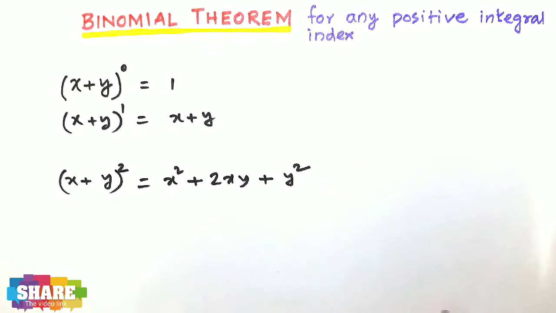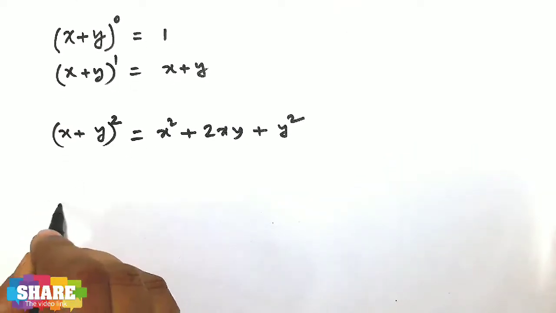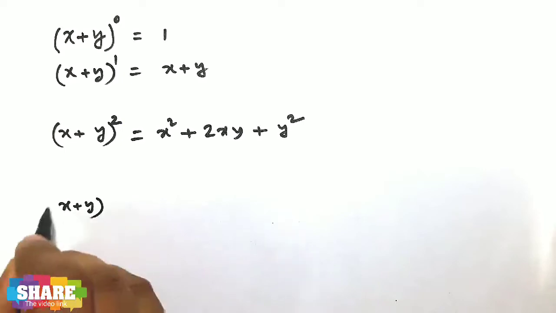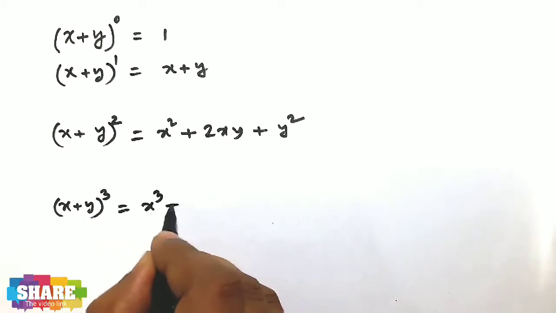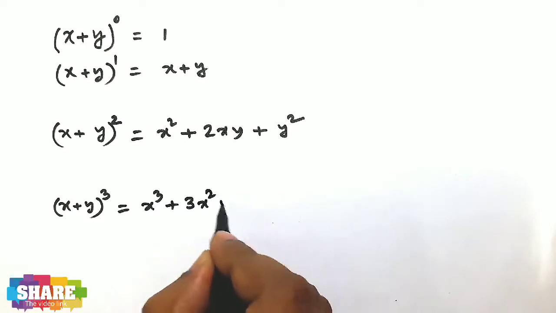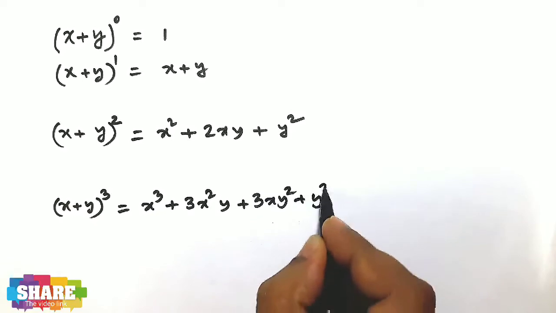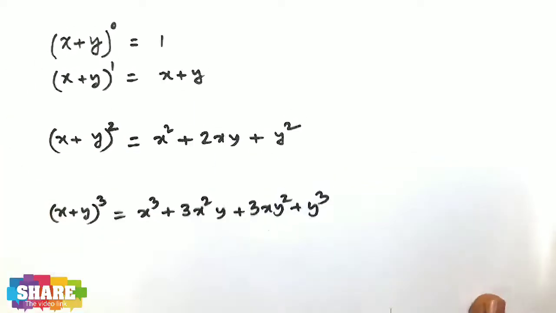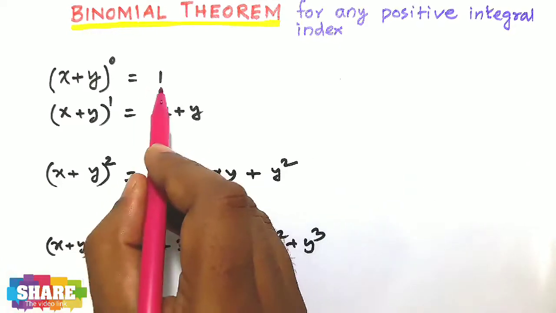And we shall write another formula. You have known it in 8th standard. This is (x plus y) to the power 3. And obviously this is x cubed plus 3x squared y plus 3xy squared plus y cubed. Now we shall study all the formulae, okay, one by one. The first formula is (x plus y) to the power 0. This is 1, so this is a constant.